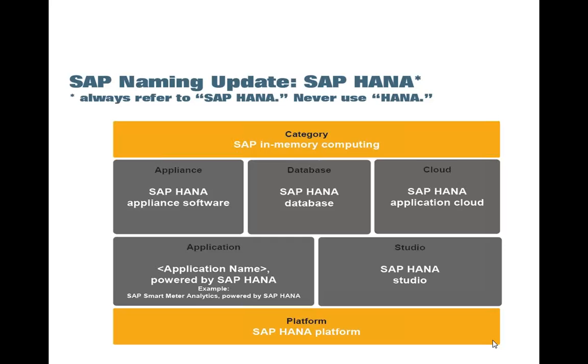If an application is using SAP HANA, then you call it the application powered by SAP HANA. For example, you have SAP Smart Meter Analytics powered by SAP HANA. So anyways, you call the SAP HANA Studio or the studio as SAP HANA Studio, and when we're referring to the platform of SAP, you call it SAP HANA Platform. So whole point is always use HANA combined or prefixed as a part with SAP. All right.